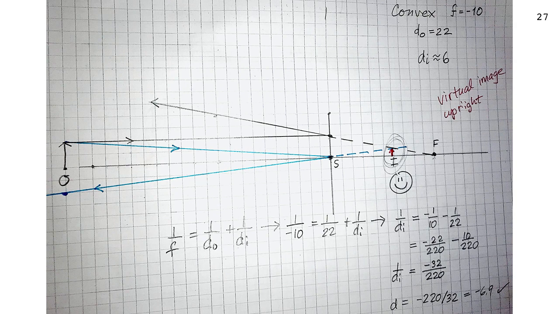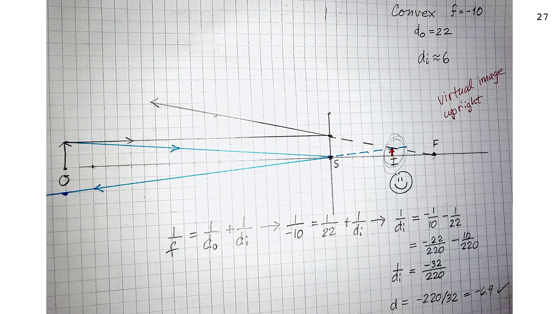Right now, we're going to calculate this, but let me just trace it in right about here. And notice that it's smaller. And it's upright. It's not upside down. You can't put a piece of film here, so we will call that a virtual image. It's behind the mirror. You can't put film there and capture an image, so it's virtual. It's upright.